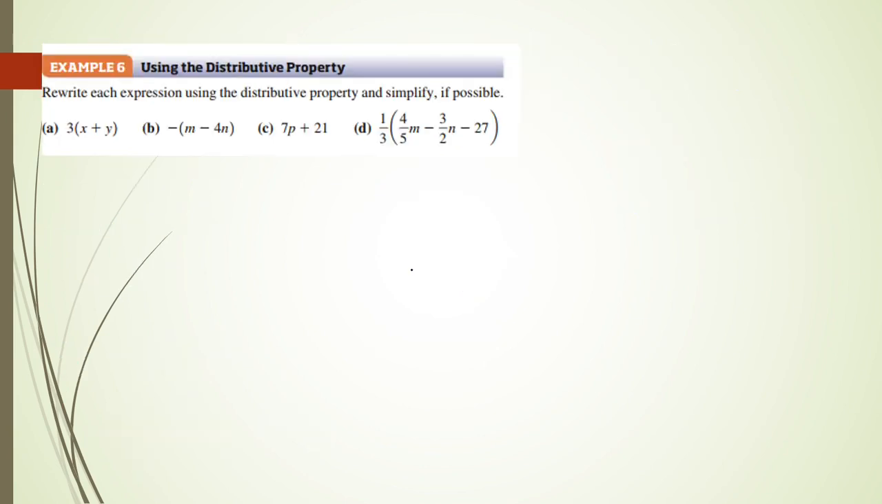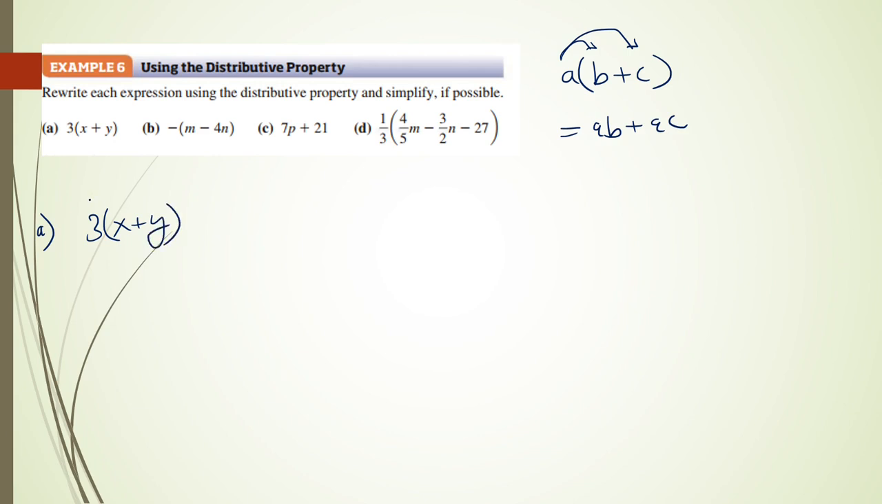Example 6, we'll use the distributive property. The distributive property says if I have A times the quantity B plus C, I'll just have to multiply A times B, and then multiply A times C and add it together. Once you do the distribution, you have to remove the parentheses. Part A, we have 3 times the quantity x plus y. I'll multiply 3 times x, that's 3x. 3 times y, well, that's just 3y.